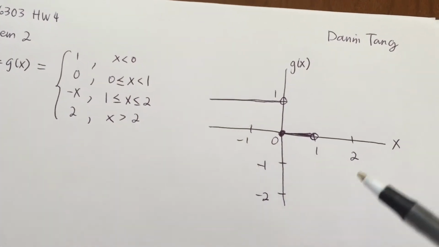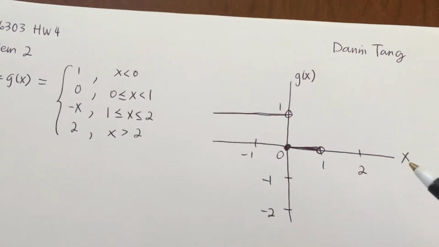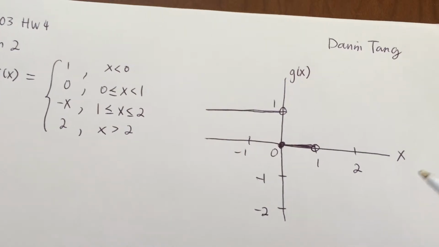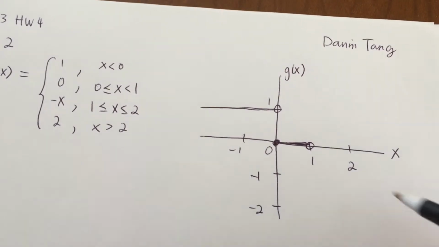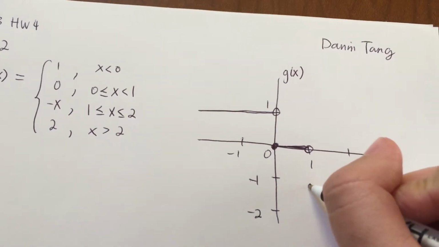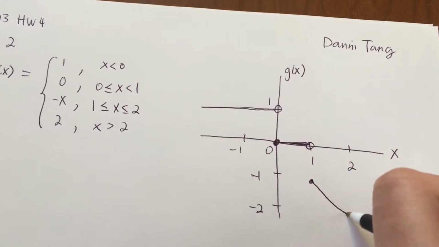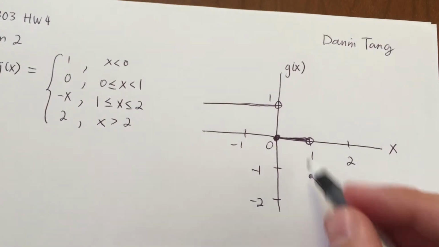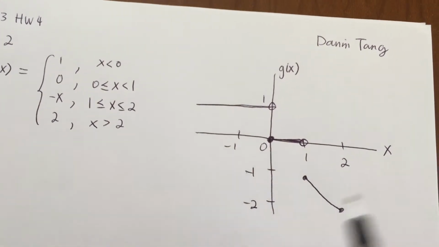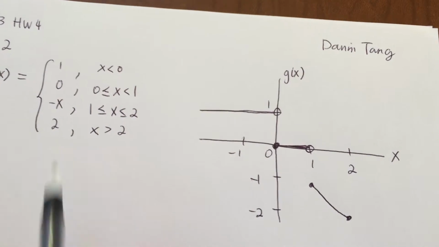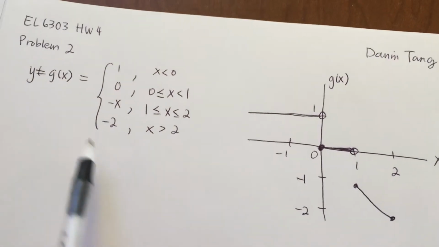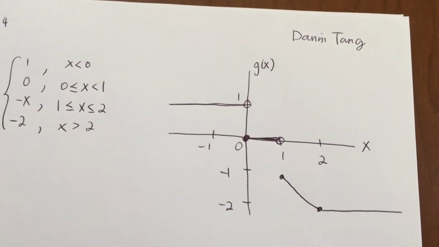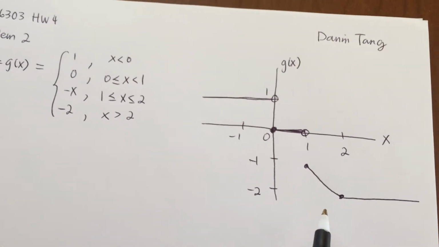And then it says it's negative x from x greater than 1 but smaller than 2. And this is inclusive. So you just draw this from 1 to 2 when y is 1 to 2. And then it is negative 2, sorry, negative 2 for when x is greater than 2. So then you just draw a line to the right. So that's how you draw the g of x graph.